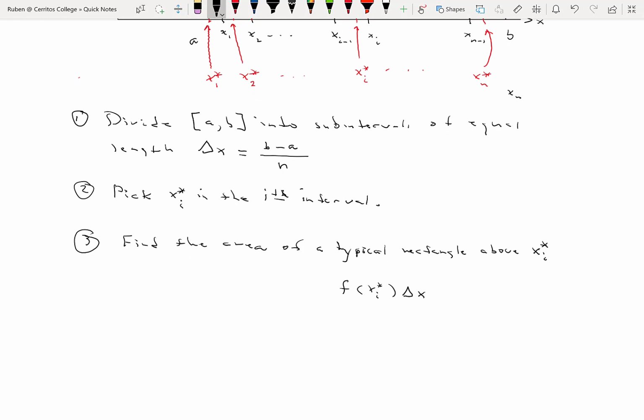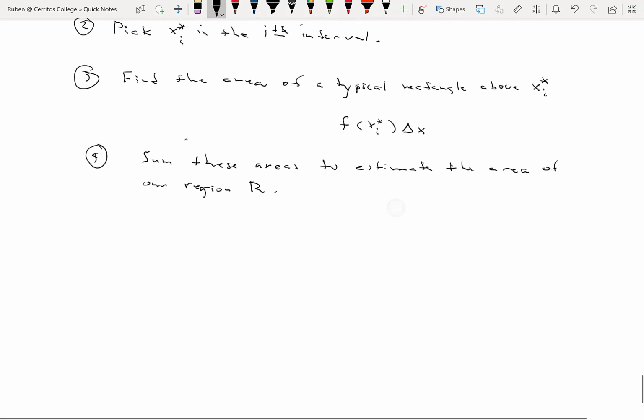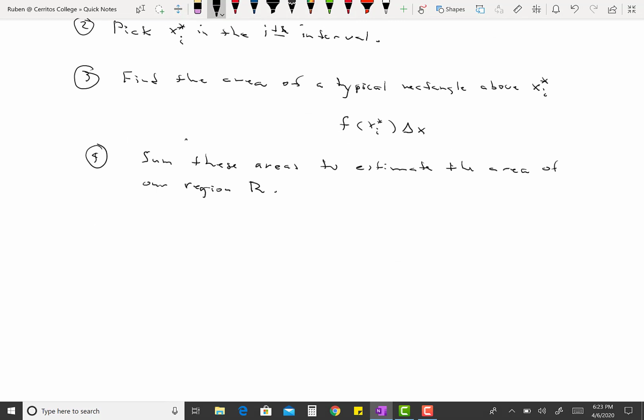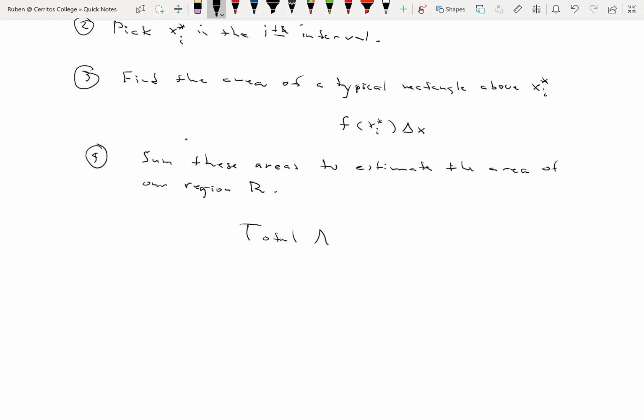So the next step then is to estimate the total area of our region by summing up the areas of those n rectangles. So step 4 is sum these areas to estimate the area of our region. And I recall that we're calling our region R. Okay, and we use sigma notation to shorten our notation a bit. So the total area that we're interested in is approximately equal to the sum of the f of x sub i star delta x's as i ranges from the first rectangle to the nth rectangle.